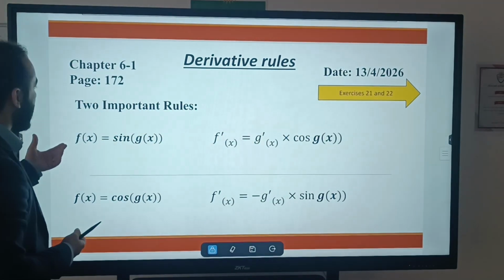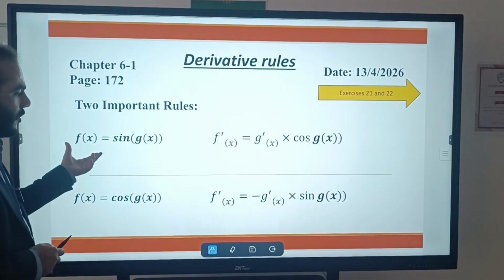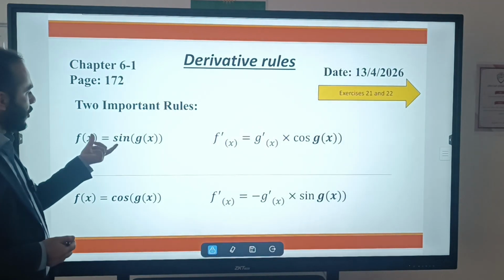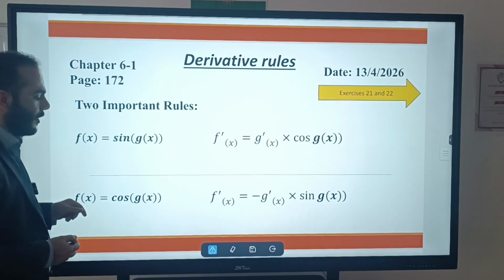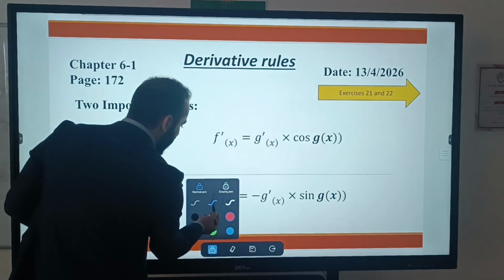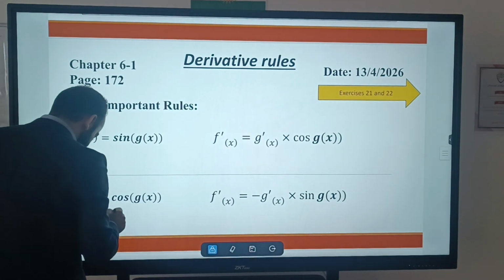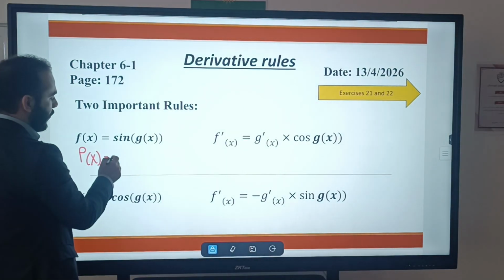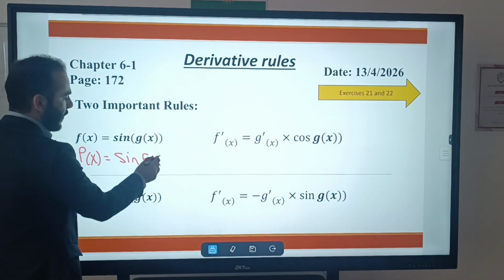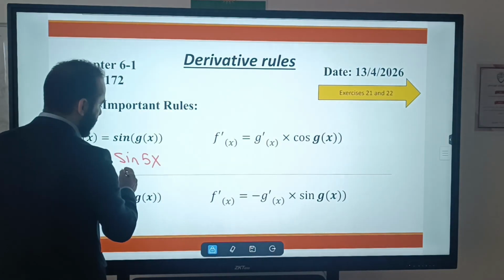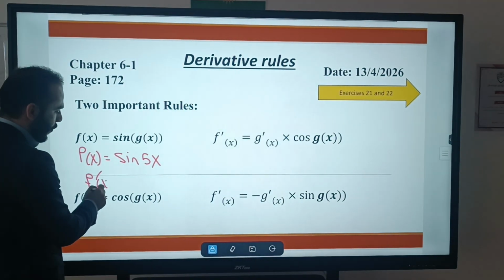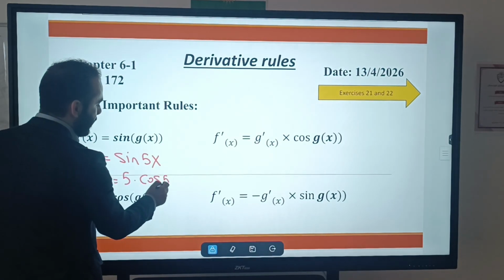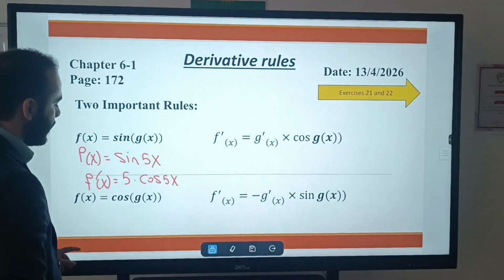So the rule regarding these kinds of questions is given here. I just prepared it by myself. There are two important rules regarding sine and cosine. The question is, what if we have f of x equals sine 5x? Recently we said that the derivative of this one equals 5 multiplied by cosine 5x. Okay, 5 times cosine 5x.